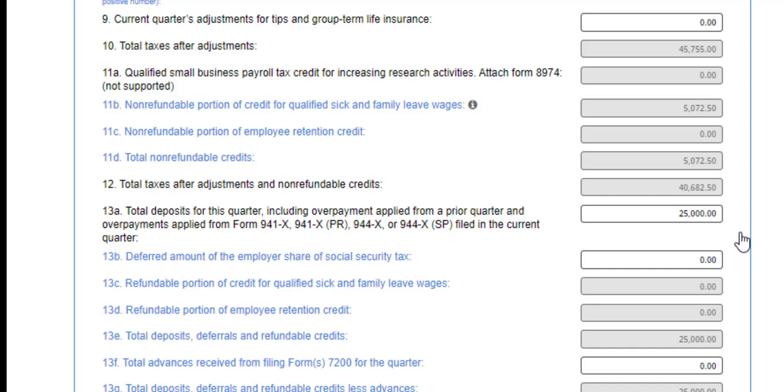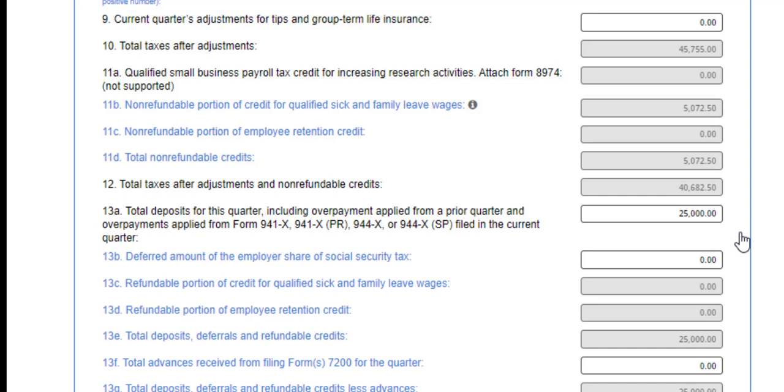New line 13B reports the amount of Social Security tax the employer chose to defer during the quarter. This is a key new benefit as it essentially gives taxpayers an interest-free loan of up to 18 months. Under the COVID-19 incentives, businesses, regardless of size, can elect to defer paying the employer's share of Social Security tax on wages paid from March 27th through the end of 2020 until December 31st, 2021, when it will pay 50% of the deferred tax, and December 31st, 2020, when it will pay the remaining 50% of the deferred tax.